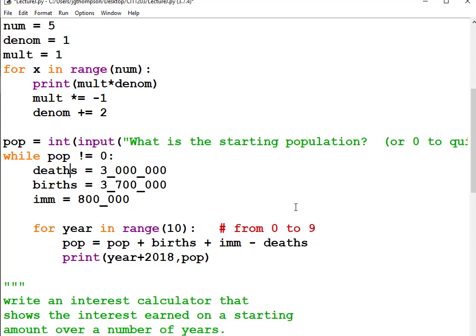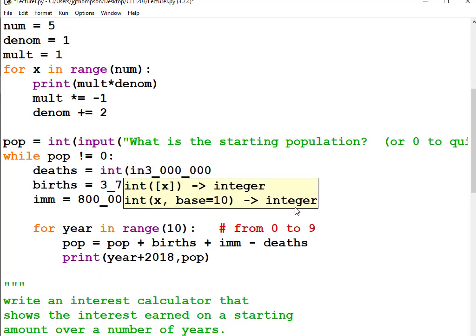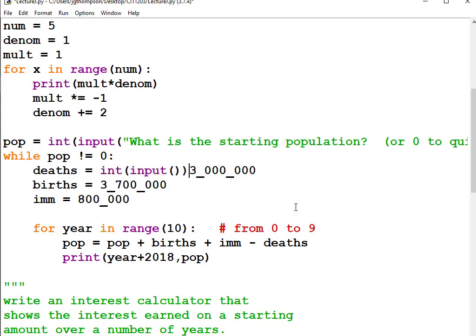And so we're going to ask for the number of deaths per year, and we're going to ask for the number of births and the number of immigrants. Now I'm only going to ask for one of them in the interest of time, right? Death is equal to int(input("How many deaths per year?")). I'm going to leave the other two alone. I could, it's so easy to change input statements. Yeah, you get what I'm doing now.